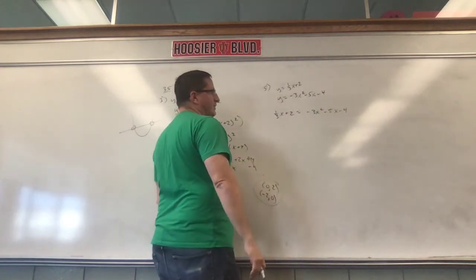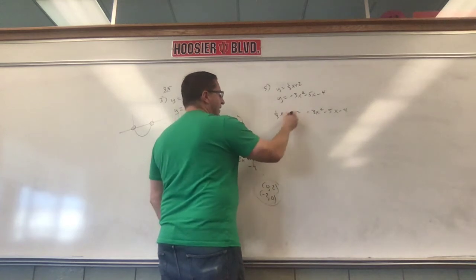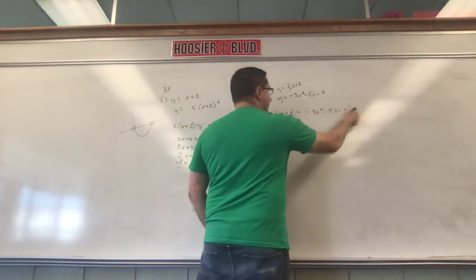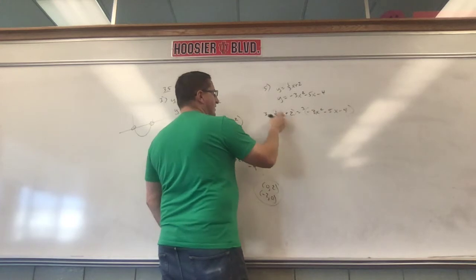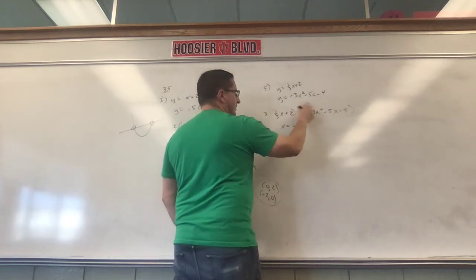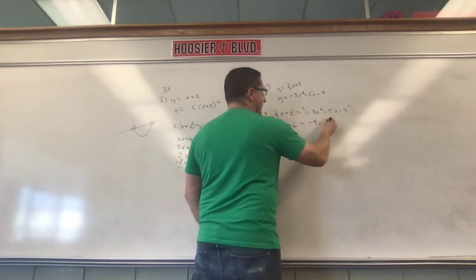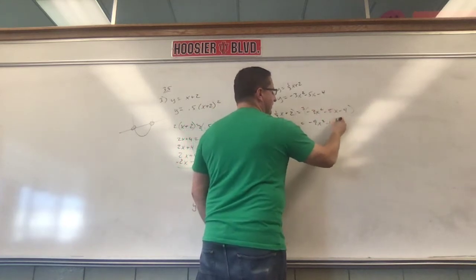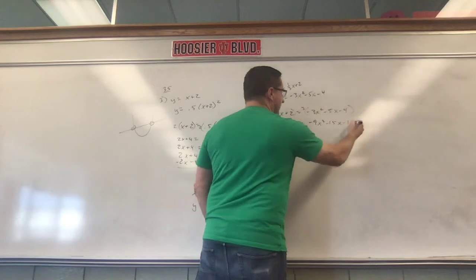Again, I don't like decimals or fractions. I have a fraction here, so I'm going to multiply everything by 3. These 3's cancel, and we're left with 1x plus 3 times 2 is 6, equals 3 times -3 is -9x squared, 3 times -5 is -15x, and 3 times -4 is -12.